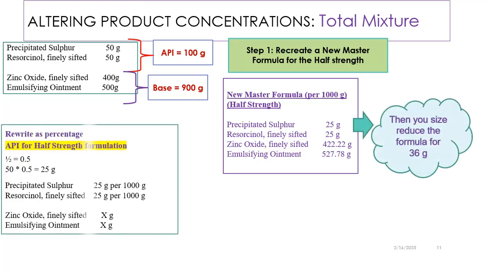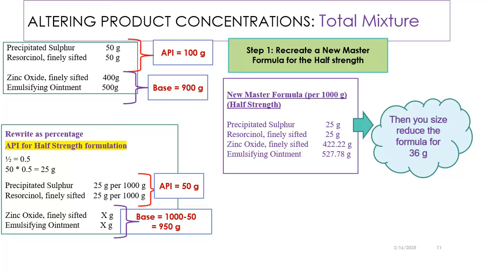So here we're going to recreate the formula and redistribute the quantity removed from the active towards the zinc oxide and the emulsifying ointment. So half means 0.5. So 50 times 0.5 is 25 grams. That's how we get the 25 grams over here. Now, with that said, resorcinol will be 25 grams per 1,000 and sulfur. Now, the zinc oxide, we don't know what the adjusted formulation will be. So let's see how you do that.